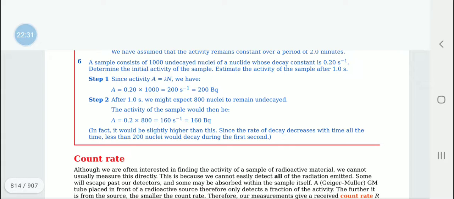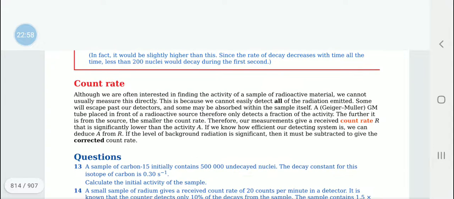However, in reality, this is going to be a little higher than this because the rate of decay will decrease with time. That is a continuous process, so all the time it is going to reduce. As a result, less than 200 nuclei would decay during the first second, and in the next second, less than 160 would decay, etc. So that is how it is going to be.